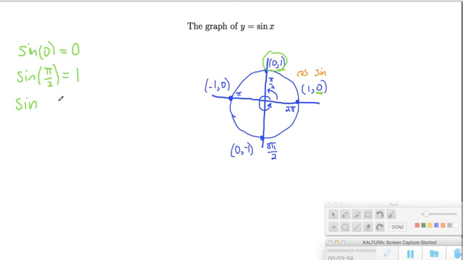Sine of a half rotation of the unit circle, which corresponds to a rotation of pi, has a sine of 0. Next, sine of 3 pi over 2 has a value of, as you can see, -1. That's right here. And finally, if you rotate all the way around to 2 pi, you're back to the beginning. Sine of 2 pi is equal to 0. And of course, if you did more rotations of the unit circle, you would just get the same values for sine.